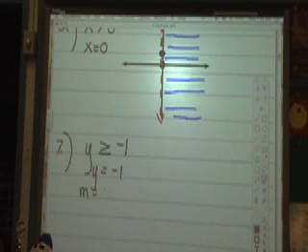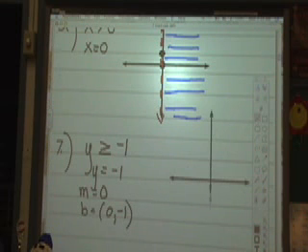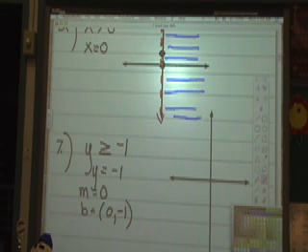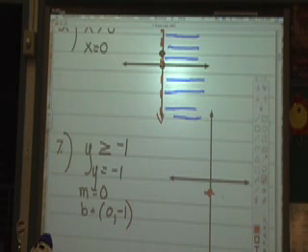Horizontal, so the slope is 0. The intercept is 0, -1. Good. You graph it. Put a point at 0, -1. X is 0, Y is -1. And then we draw a horizontal line through that, correct?